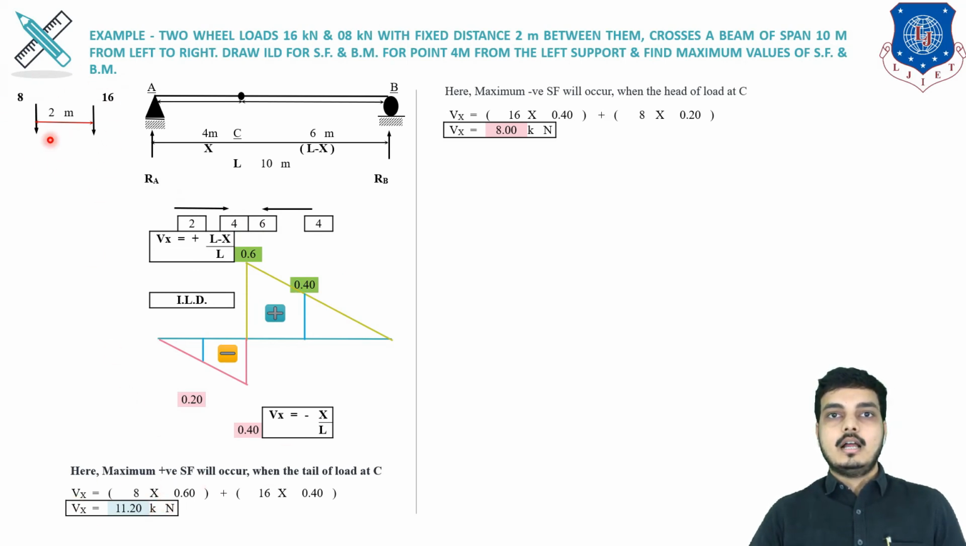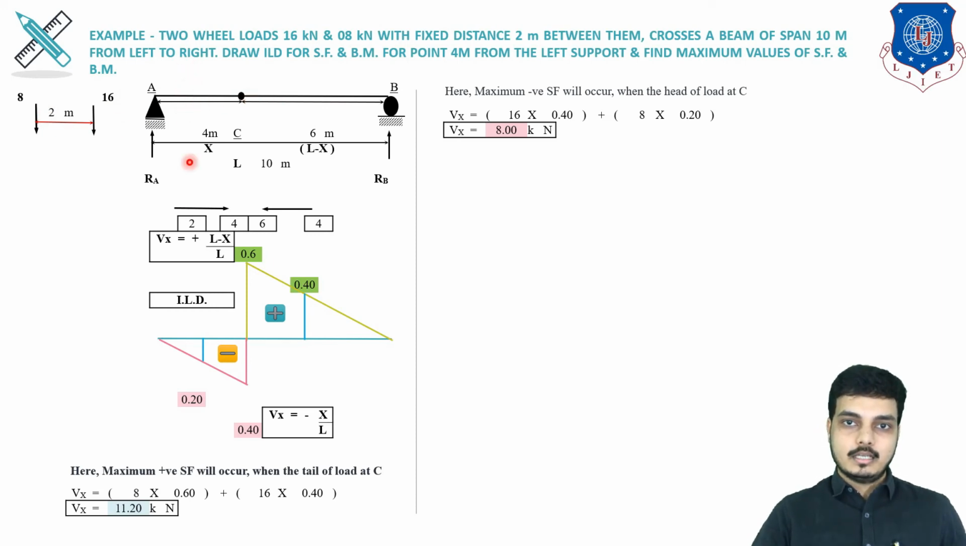The same thing I did with negative, but for negative I have placed this 16 kilonewton at 4 meter and 8 kilonewton backward to it, somewhere over here, and also found its ordinate. So after getting this ordinate, I multiplied 16 by 0.4 and 8 by 0.2. So I am getting Vx as 8. So look, like trial and error, you can find out the maximum shear force. Now I know this is a negative shear force and this is a positive shear force, but the values, you can see the Vx.